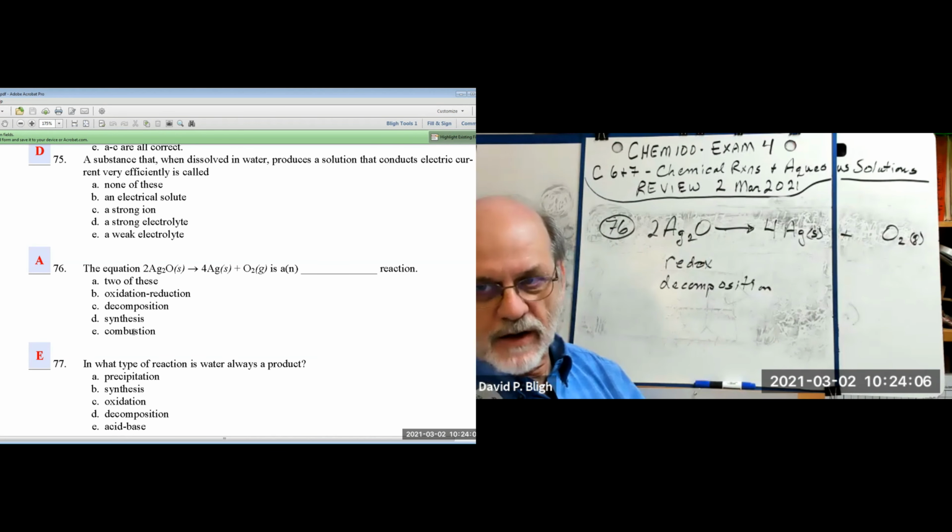Let's see, what type of reaction is this? Okay, you have an element and an element makes a compound. That's a synthesis. But is that a choice? No. But you have an element on one side and a compound on the other, that's oxidation reduction. And there's no precipitation, right? So oxidation reduction is the only possibility.